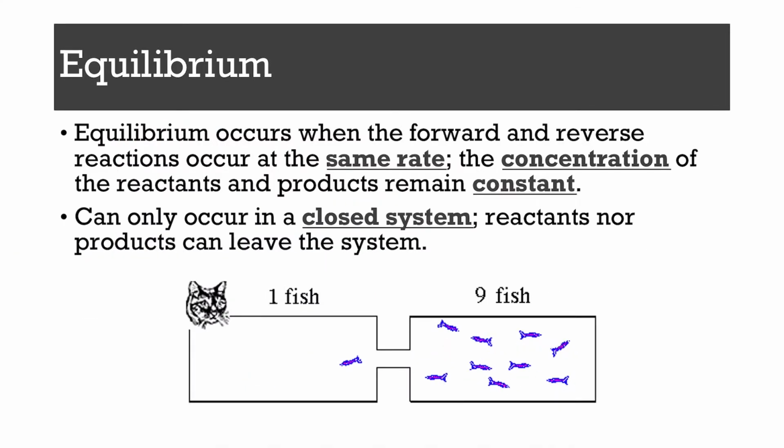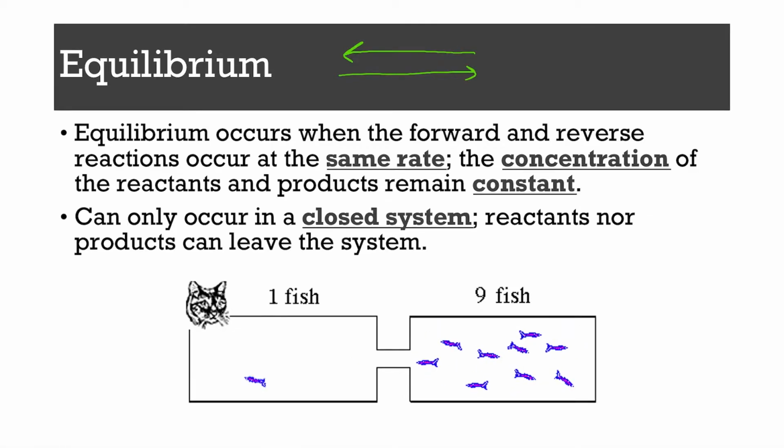So equilibrium, the next big thing we need to talk about, is when the rate of the forward reaction is the same as the rate of the reverse reaction. The speed at which you go forward is the same speed at which you go backwards. This only really happens in a closed system, meaning you can't just get rid of stuff because you feel like it. You can't just add stuff because you feel like it.